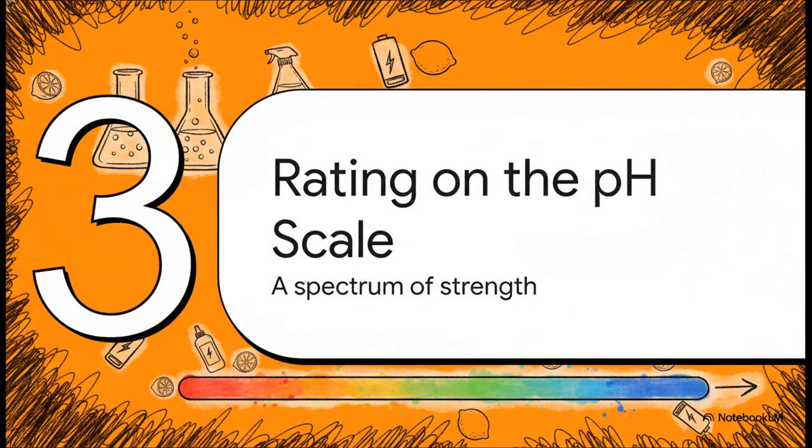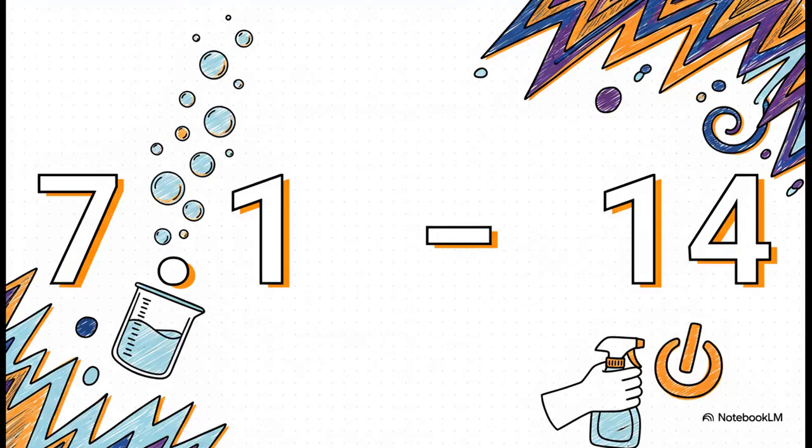Okay, so how do we know how strong a base is? How do we measure it? Well, for that, we turn to the MVP of chemical measurement, the pH scale. It's basically a spectrum that tells us just how acidic or how basic something is. Now, the pH scale runs from 0 all the way up to 14. Right there in the middle, at 7, is neutral. Think of pure water. Acids, they live on the low end of the scale, from 0 up to 6.9.